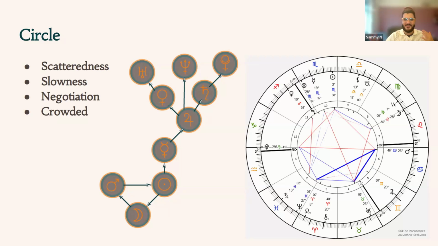With two people, it's easier to work together as a pair. What's the saying about two makes a pair and three makes a crowd or something like that? Yeah, and this is kind of the feeling of a circle dispositor tree.